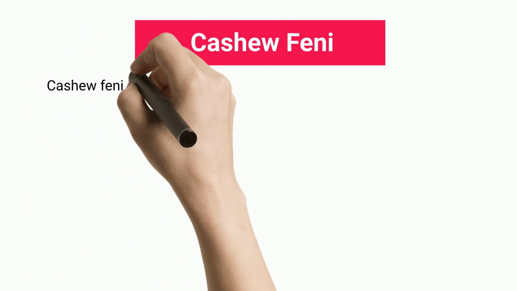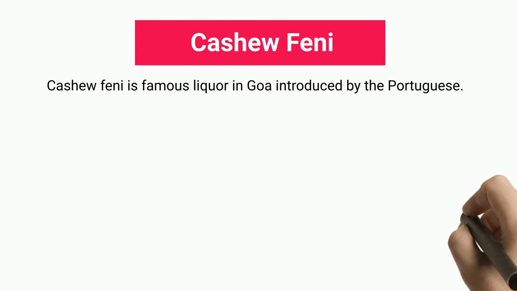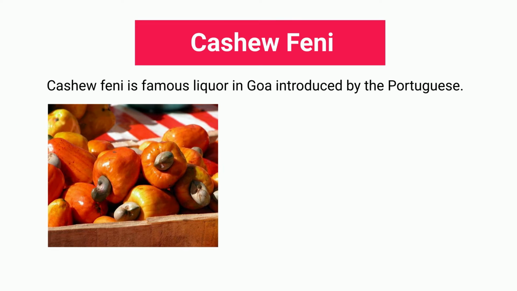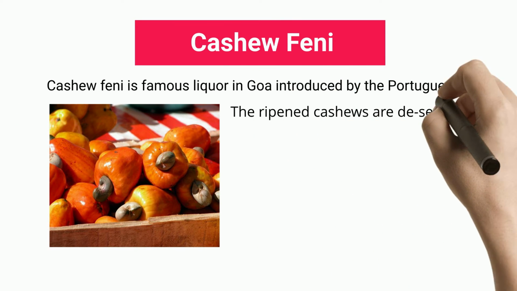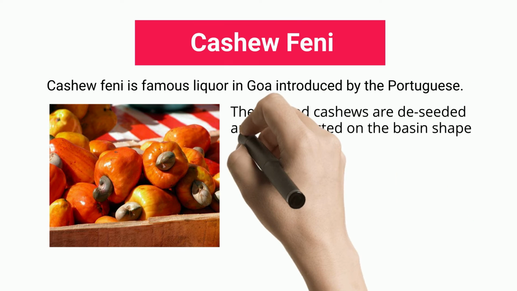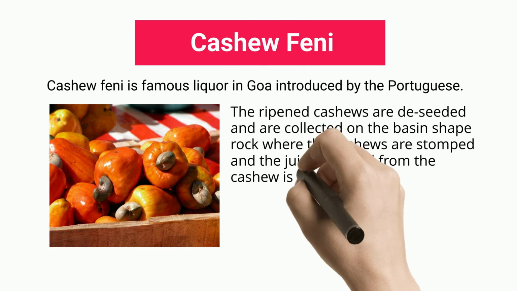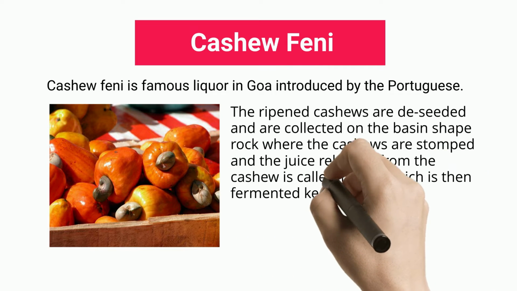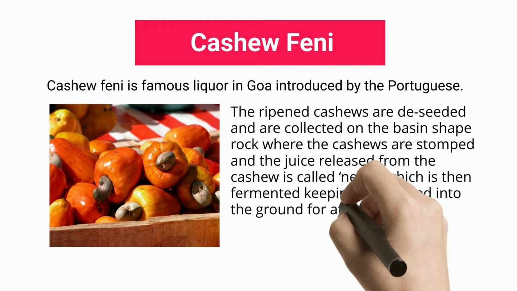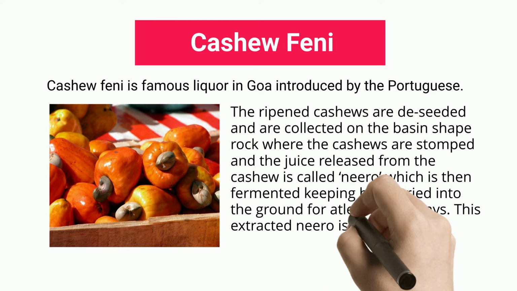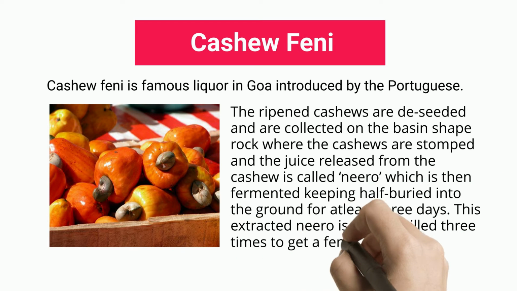Cashew feni. Cashew feni is a famous liquor in Goa introduced by the Portuguese. The ripened cashews are deseeded and are collected on the basin-shaped rock where the cashews are stomped, and the juice released from the cashew is called nero, which is then fermented, keeping it half buried in the ground for at least 3 days. This extracted nero is then distilled 3 times to get feni.